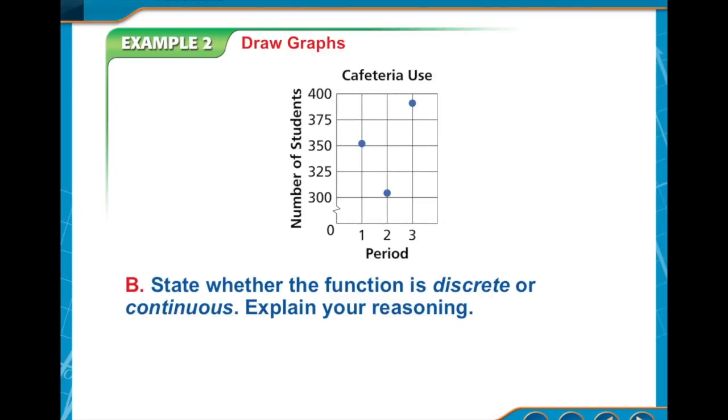2b asks us to state whether this function is discrete or continuous. So we've got two things there to talk about. Discrete and continuous. So think about what the word continuous means. Continuous means it's always going, that it's all connected, that it never ends, there are no pauses in the flow of whatever it is that we're talking about. So for math and functions, a continuous function is seamless. It's all connected. All the points should be connected by a line. So think about continuous meaning connected.